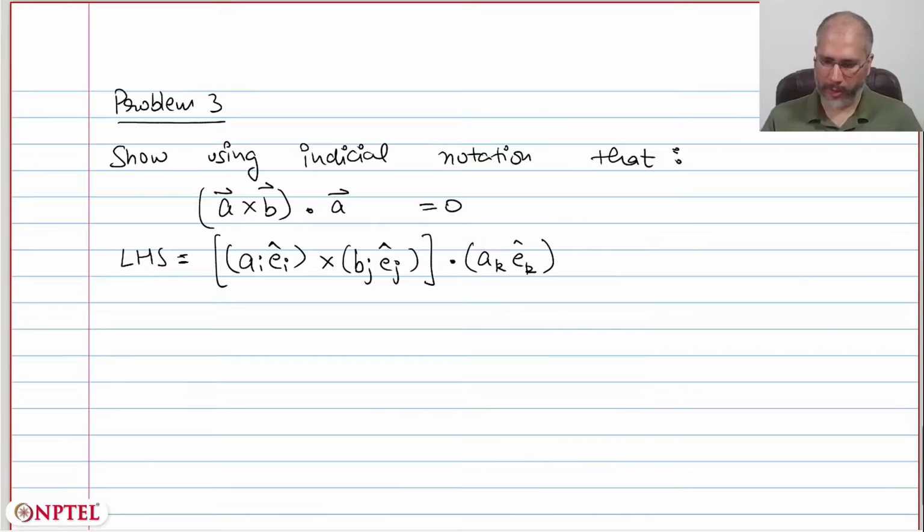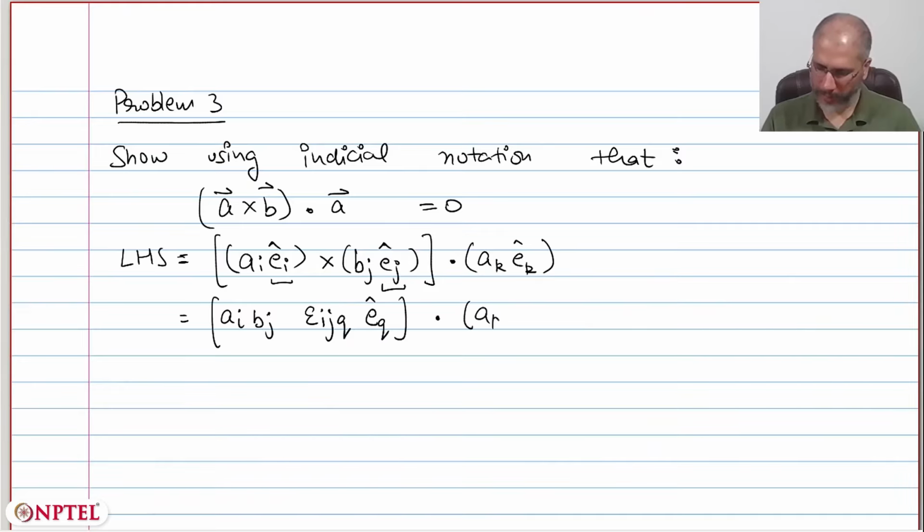Right, so let's apply the cross product first. What I'll do is move the scalar components to the left hand side. So A_i and B_j move to the left, and then we have e_i cross e_j, which is nothing but epsilon_ijq times e_q, and this whole is dotted with A_k e_k.